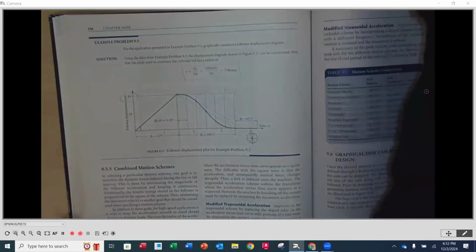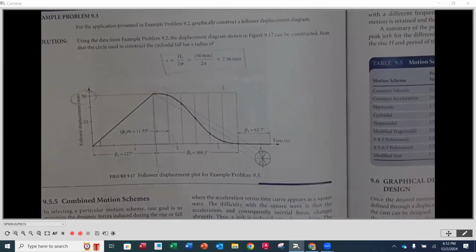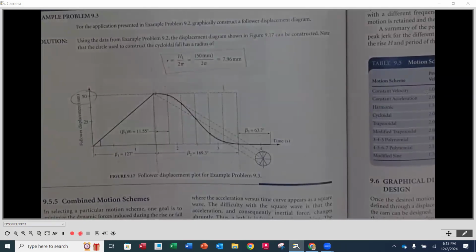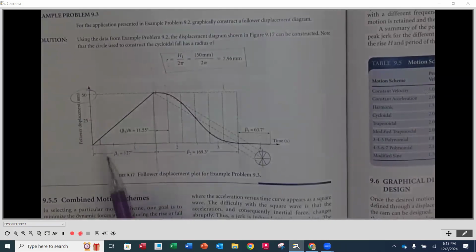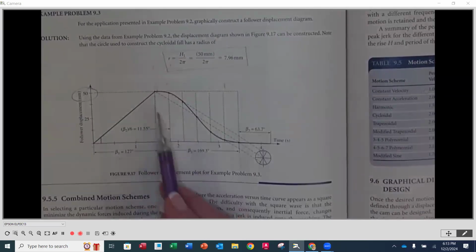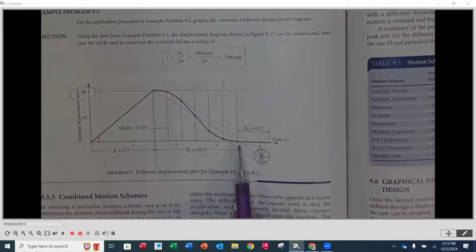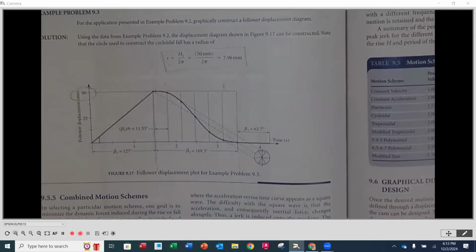So now example 9.3 wants us to create the displacement diagram for example 9.2. So as we know, we had those 3 steps. We had a rise of 50 millimeters in 2 seconds. We had a fall of 50 millimeters in, what was it? Oh, wait a second. This was 1.5 seconds, beta 1. Beta 2 was 2 seconds. And then 0.75 seconds was the tail end.